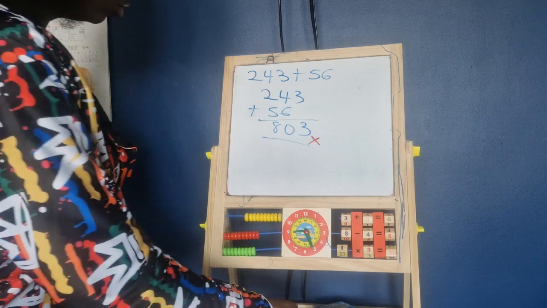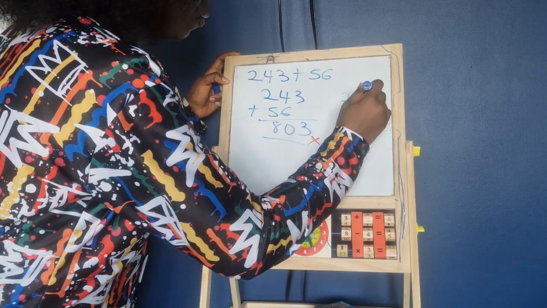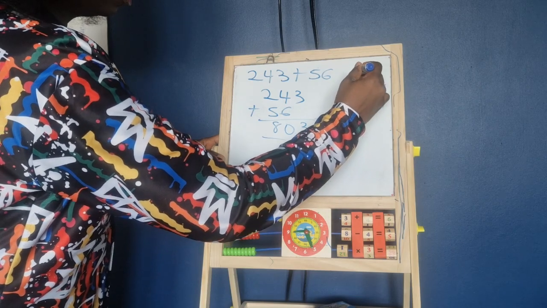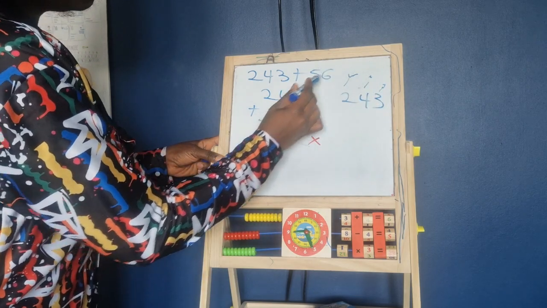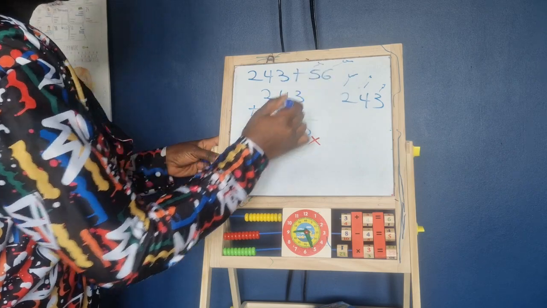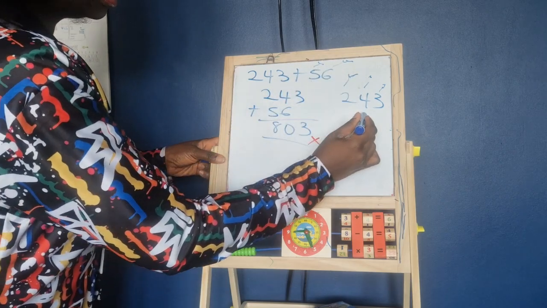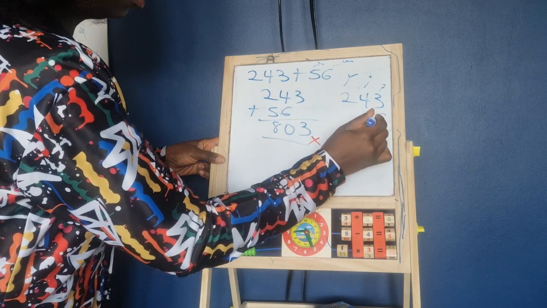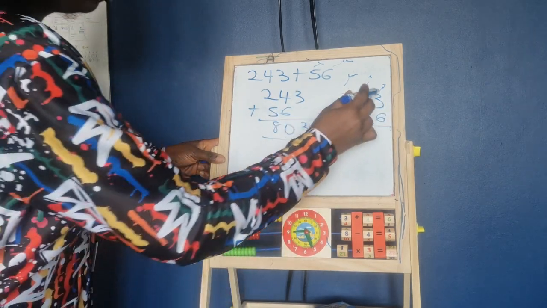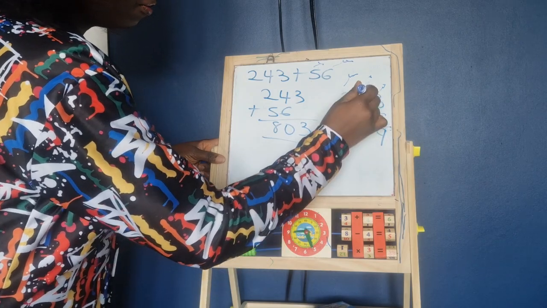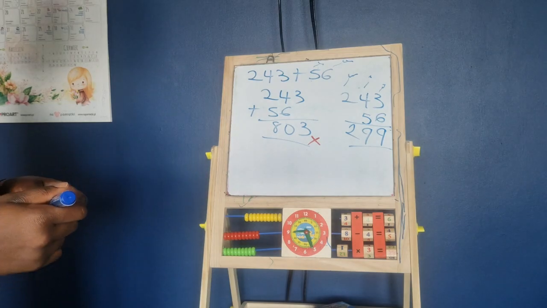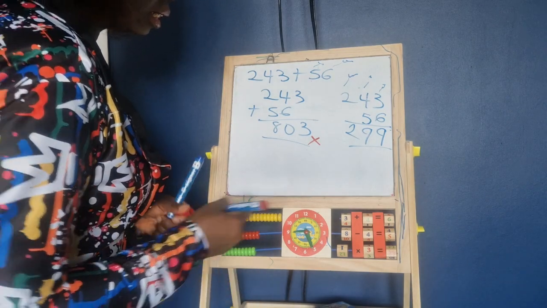What you are expected to do is to say 2, 4, 3. This is the ones place, this is the tens place, and this is the hundreds. So you place the ones. For 56, this is ones, and this is tens. So you place the tens under the tens. That means 5 will be here, and you place ones under ones. That means 6 will be here. Then you add 3 plus 6 is 9, 4 plus 2 is 9, and then we have 299. So this is the correct answer.